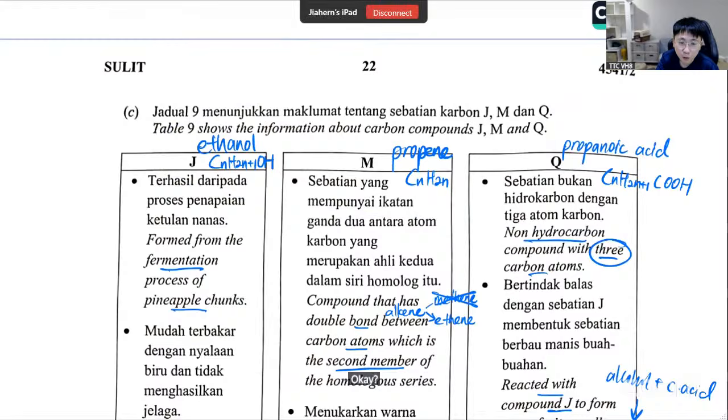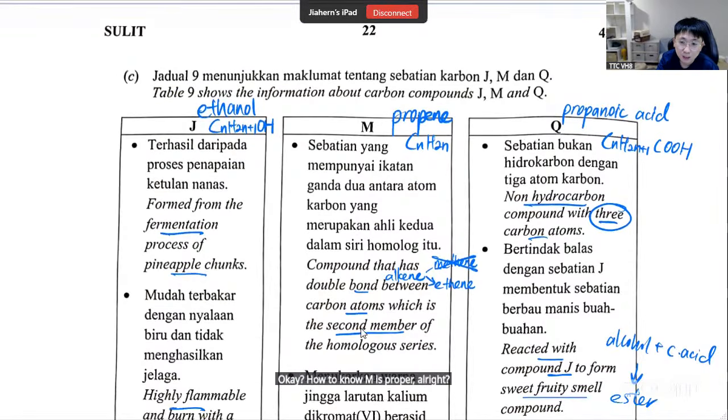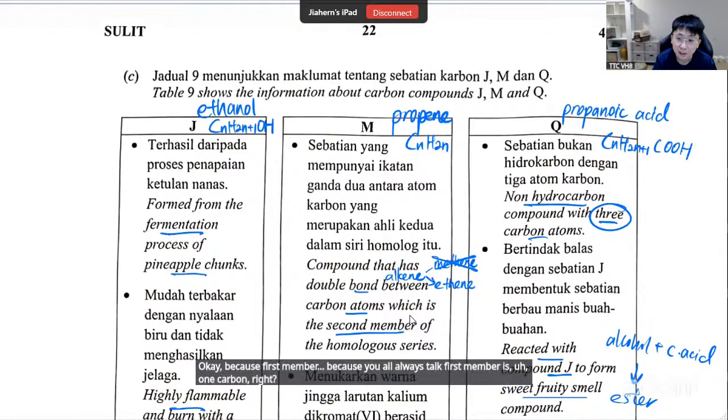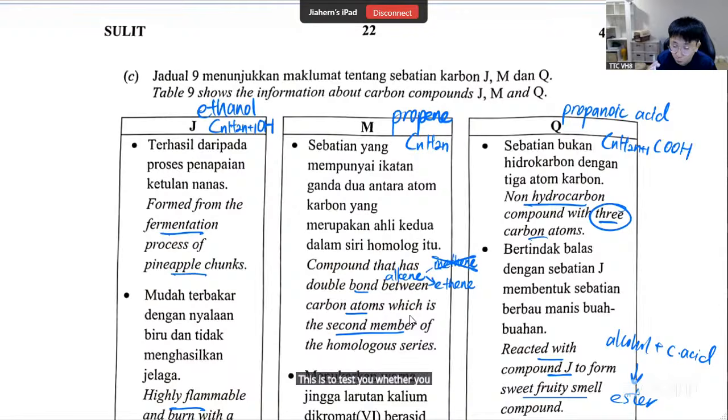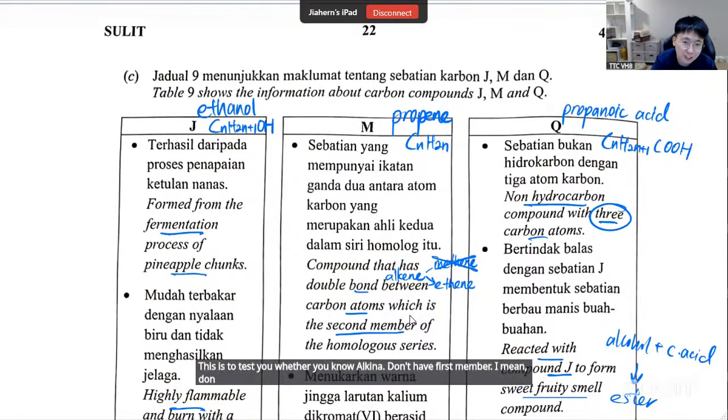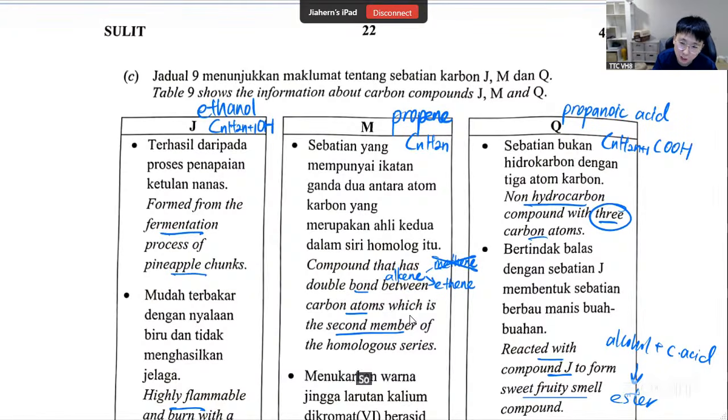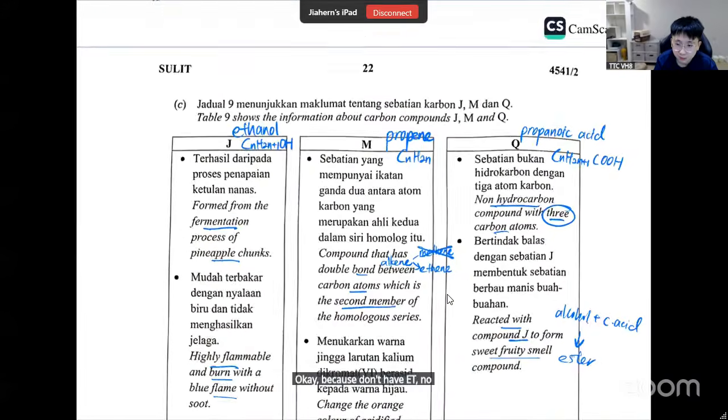Okay. How to know M is propene? Second member. First member of alkene is ethene. The second member is the next one, 3 carbon, propene. Because you always thought the first member is 1 carbon, right? This is to test whether you know alkene doesn't have 1C as the first member. So its first member is actually 2C. You get it? First member is ethene, 2C. Second member is 3C, propene. Because there's no such thing as methene.